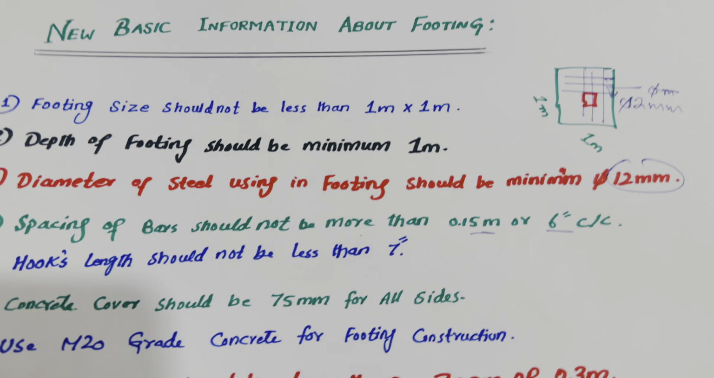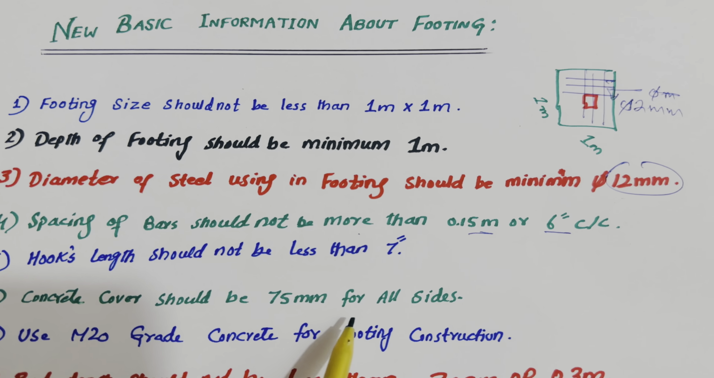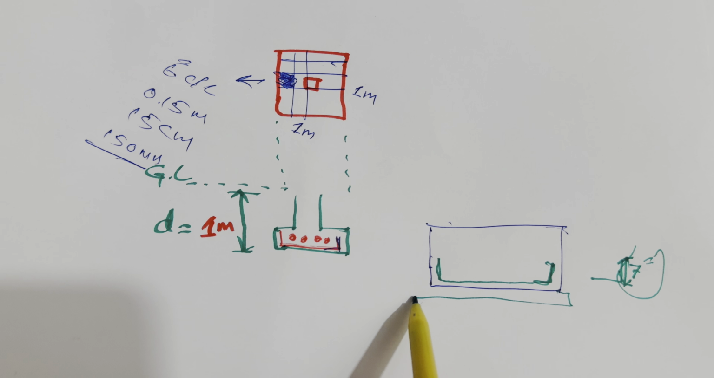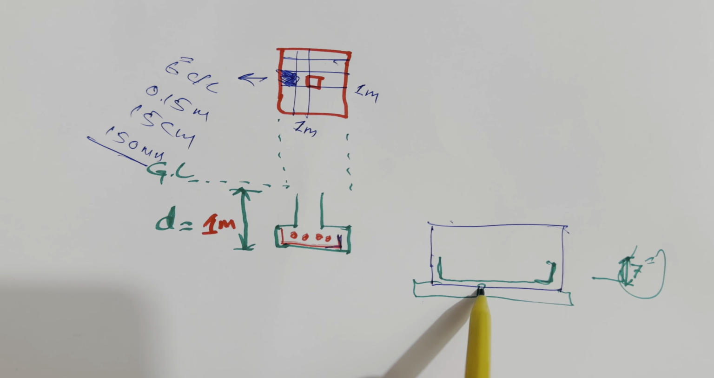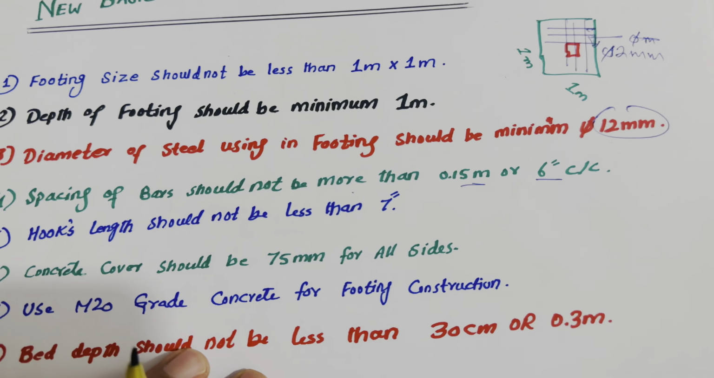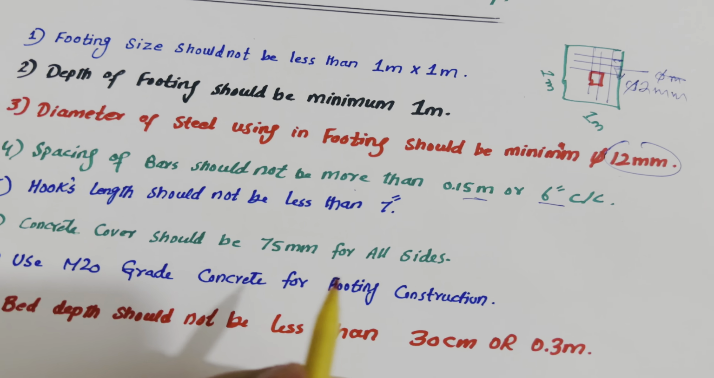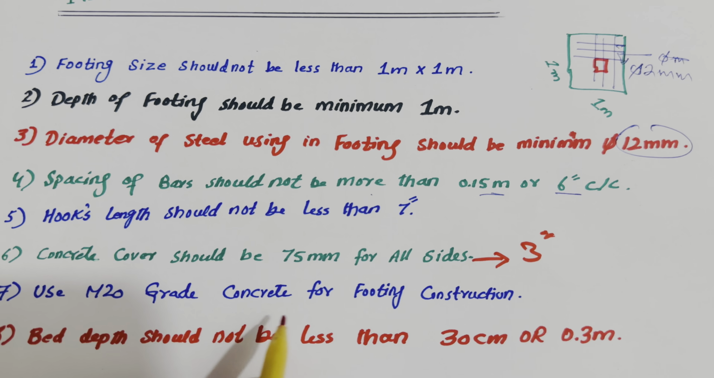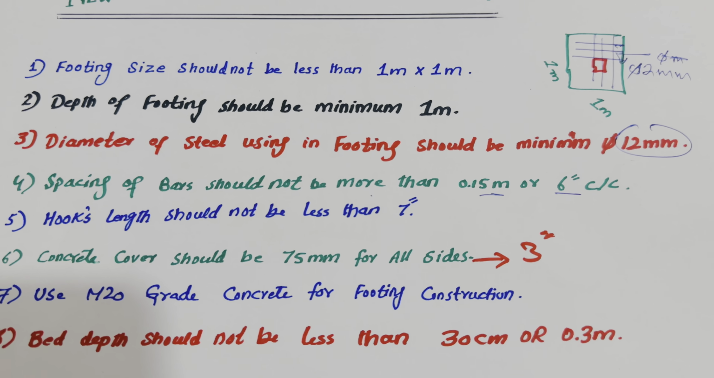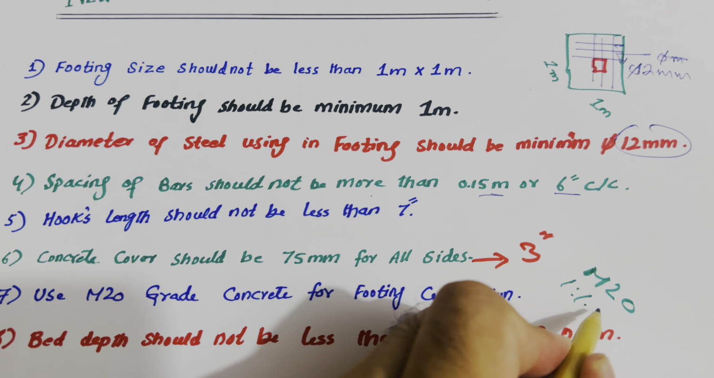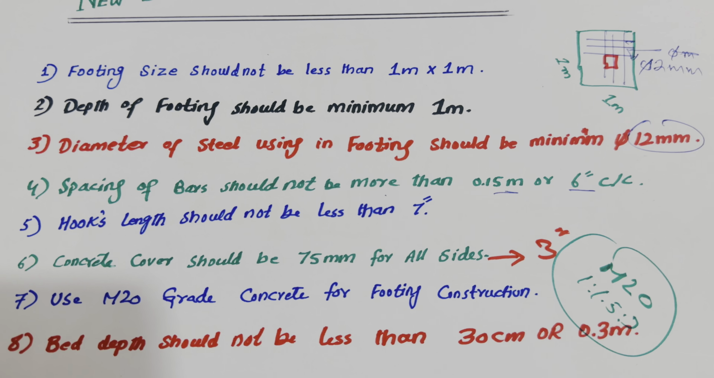The next one is, guys, concrete cover should be 75 millimeter on all sides. How, guys? You can see at the bottom 75 millimeter, we can do the PCC 75, and left side, right side, top and bottom, all sides concrete cover should not be less than 75 millimeter, or you can say 3 inches. The next one is, guys, use M20 grade concrete for footing construction. As we discussed in many videos, M20 grade concrete ratio is 1:1.5:3. This is the minimum grade of concrete for RCC footing.